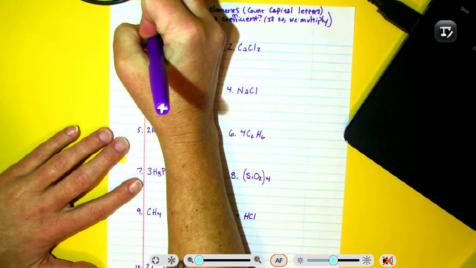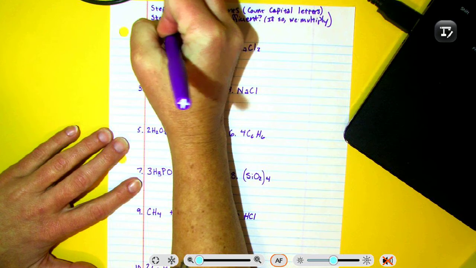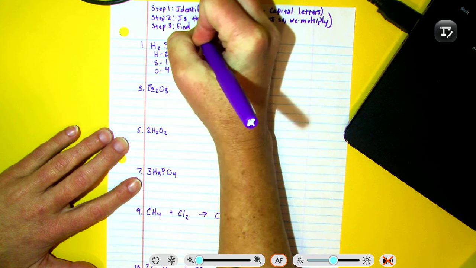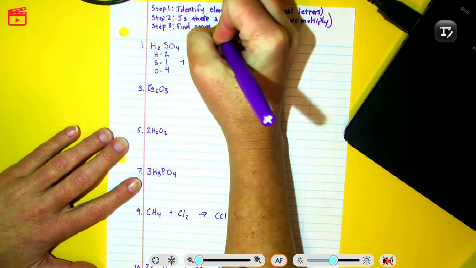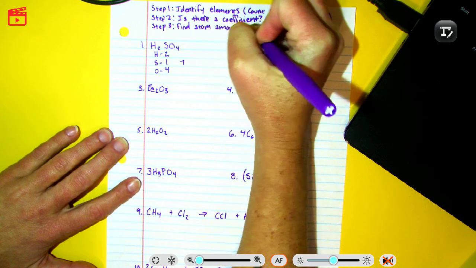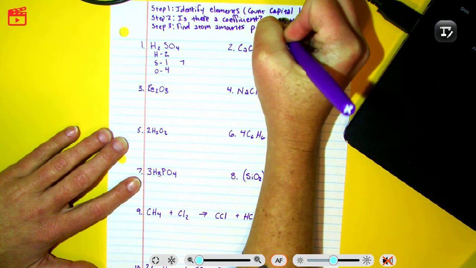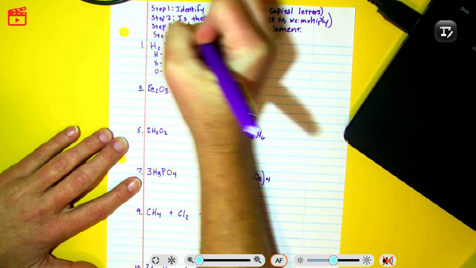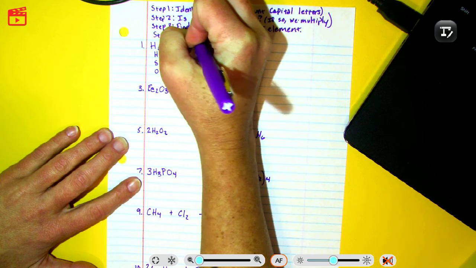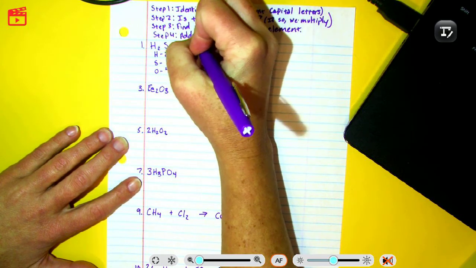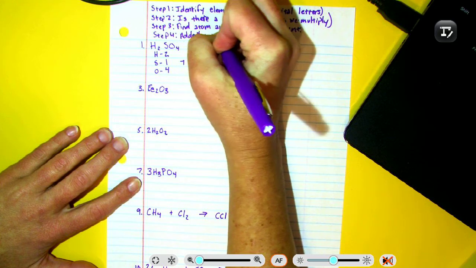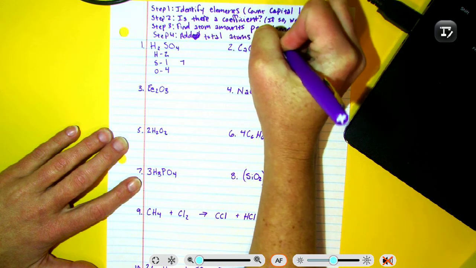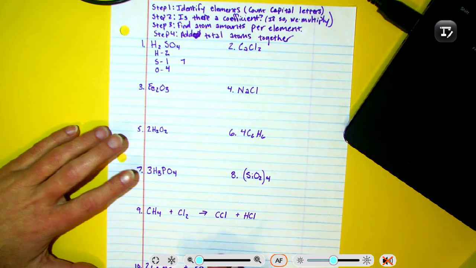Oops, I probably should go up here. Step 3: we found the atom amounts per element. Step 4: add the total atoms together for a total amount.